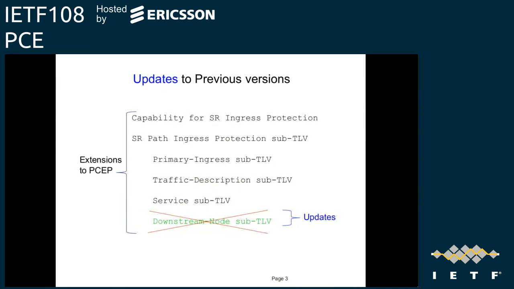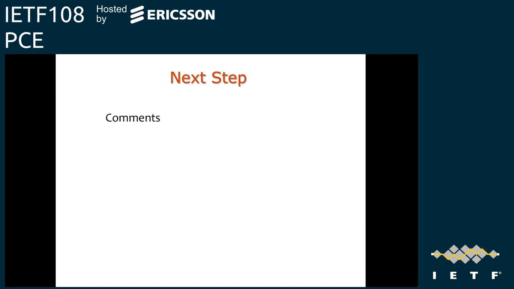So basically, that's the information that will be included in this extension. We need a capability negotiation, and then we need protection information to be included in the backup path. This information includes primary ingress node information, the traffic information, and the service information. We already have several versions of this draft, but we didn't have a chance to present. During this process, we also got comments from people who think the downstream node information is not needed, so we removed it from the current version. I think that's all for my presentation today.